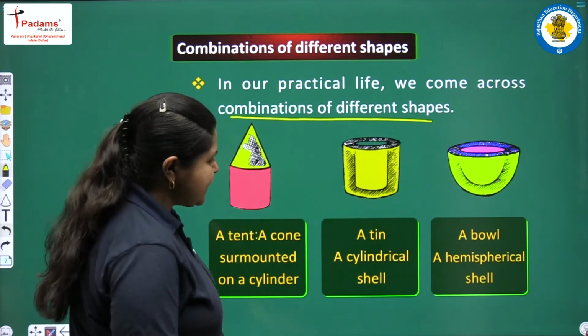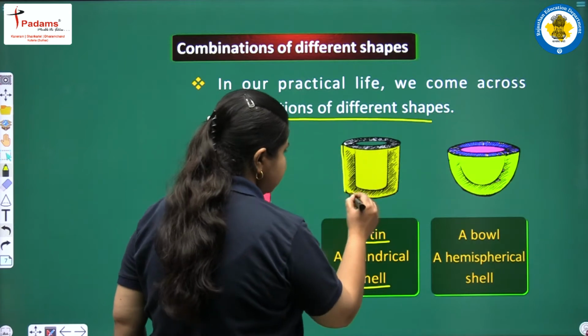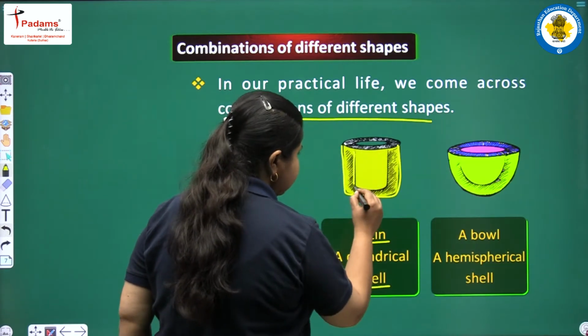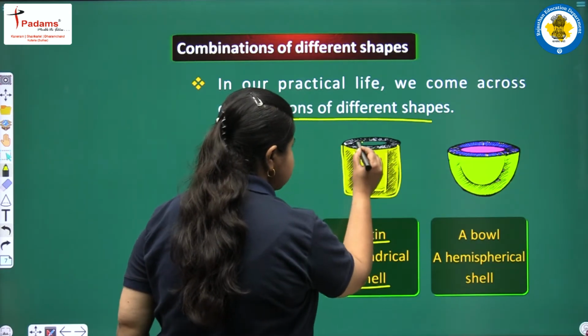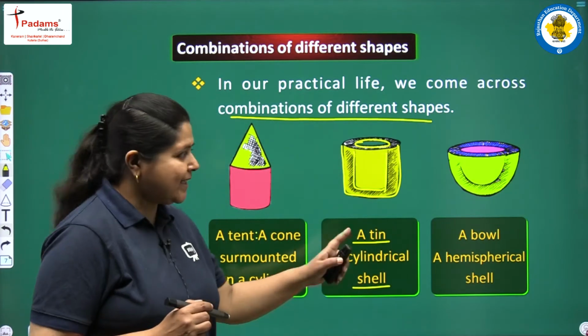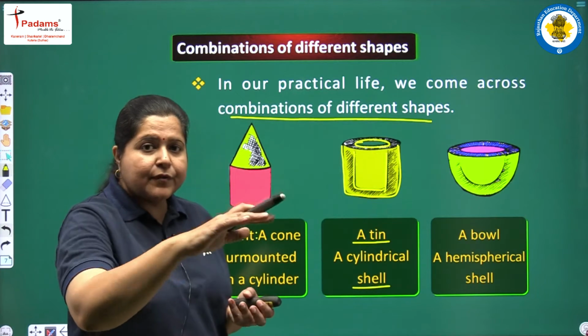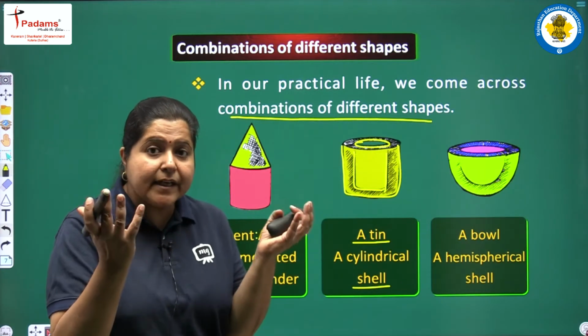Then we have this one. Here you see a tin, a cylindrical shell where you have a cylinder outside and also one cylinder is there inside, and so it is hollow from inside, and we say it to be a cylindrical shell. Similarly here a hemisphere. When we cut across from the center a sphere, we get a hemisphere.